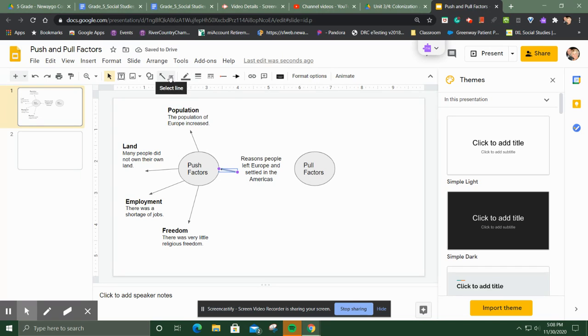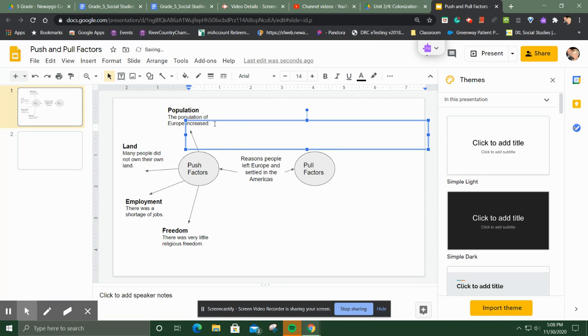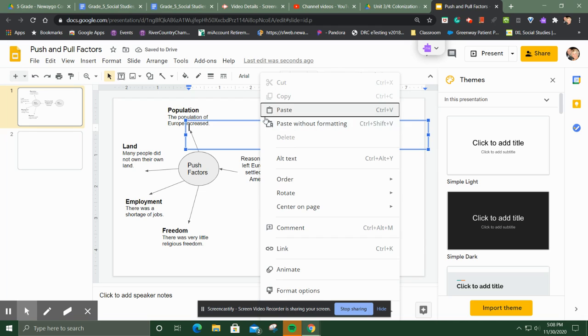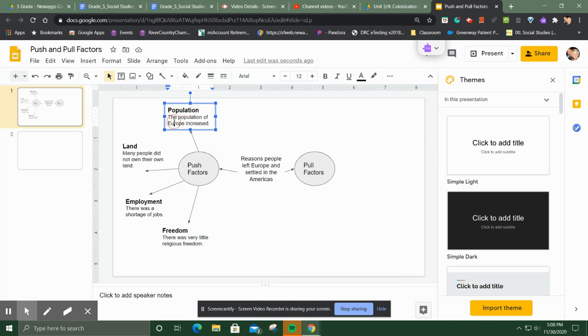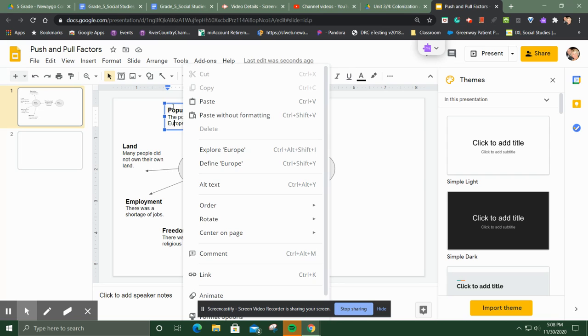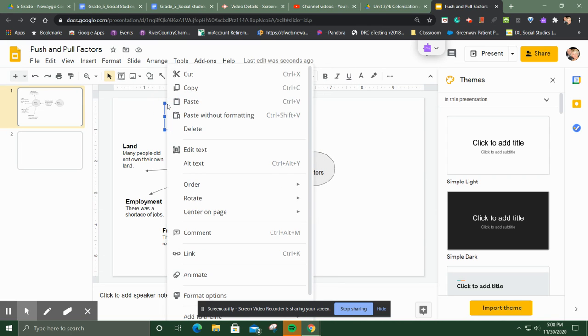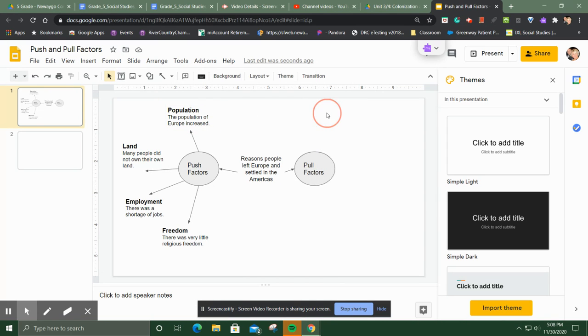Okay, now let's work on pull factors. So what did America have that pulled people in, that made them want to move to America? We're going to base it off this: population, land, employment, and freedom. So what I'm going to do, I'm going to get rid of this first of all. I'm going to click on this and copy this box and paste it over here, because our titles are going to be the same.